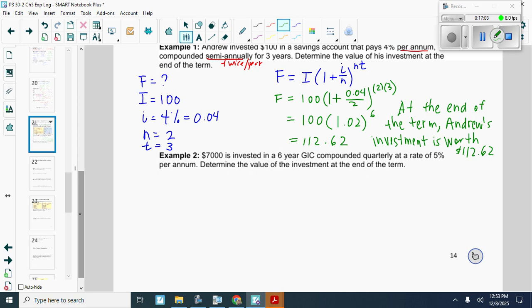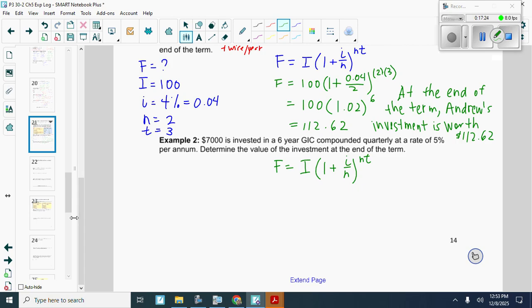Okay, so the next one, we're doing the same thing. We start with our formula. So our final amount is equal to our initial amount times 1 plus i over n to the exponent nt. Okay, guys, let's write it out every single time. Okay, and then on the side, I want you to write what you know. Okay, determine the value of the investment. So again, what we're trying to find is our F value. The initial investment is 7,000.